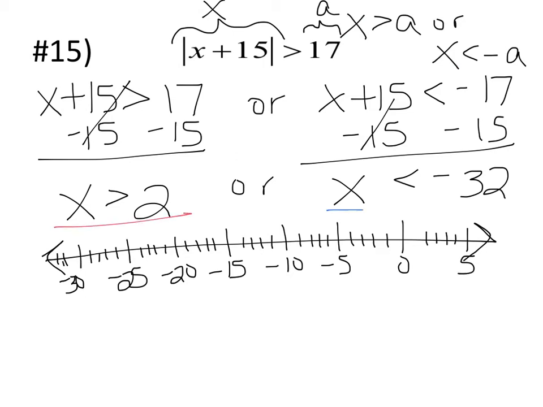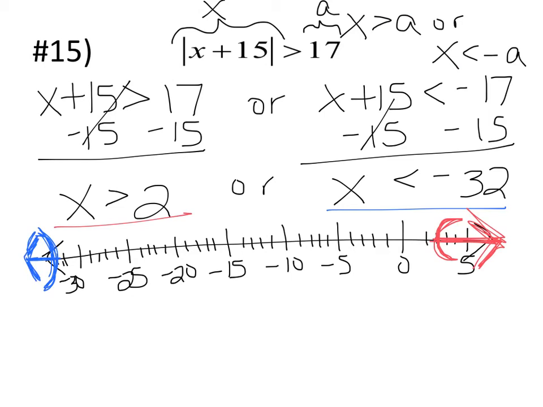Red, blue. So red, x is greater than 2. So 2 is right here. It's a parenthesis because it's just greater than. Shade the way the arrow points because the variable's first. X is less than negative 32. Negative 32 is all the way over here. Shade this way. You guys get the idea, but I'm running out of room here.